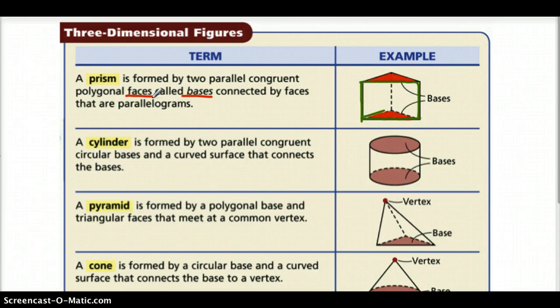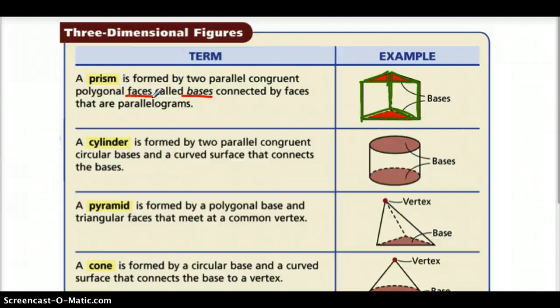The other one would be considered right here, that actually connects these bases, and the other one would be right here. So there's actually three of them there. Again, this is an example of a prism. It's formed by two parallel, congruent, polygonal faces.